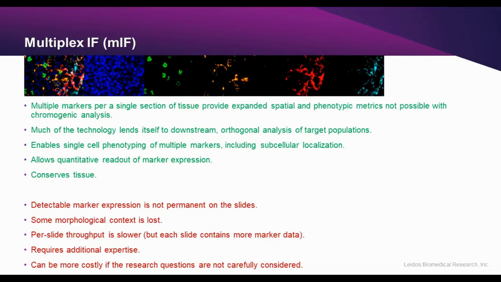Loss of morphological content compared with chromogenic assays can be an issue. This can be mitigated by registering an H&E slide with a multiplex IF image, or just having one of them as an adjacent section. Slide throughput can be a concern if the lab runs 100 to thousands of slides weekly.